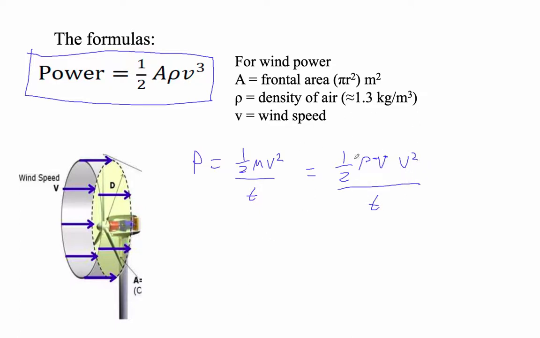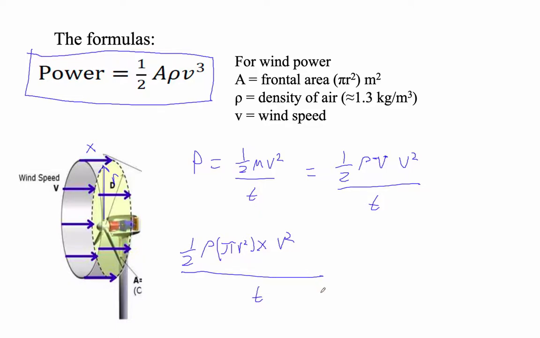If we further mess with this, the volume becomes 1/2 the density, and then the volume is going to be pi r squared, where that's the radius of these blades. Pi r squared is the area of that circle times some distance, I'll call it x. They call it d, but I like calling it x. Times v squared, and then we divide that by t.